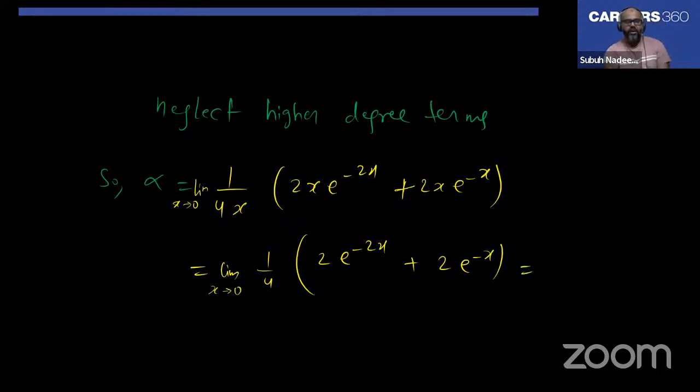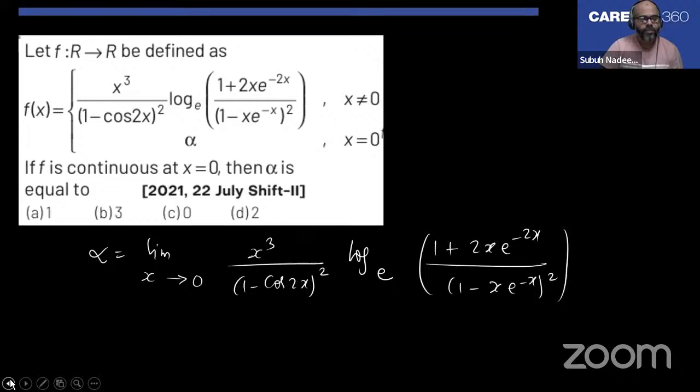Now if it is e to the power 0, it is 1. Here also e to the power 0 will be 1. So 1 by 4 into 2 plus 2, which is 4 by 4, which is equal to 1. So the value of alpha which we are getting here is equal to 1. So if we see the options, A option is the correct answer.